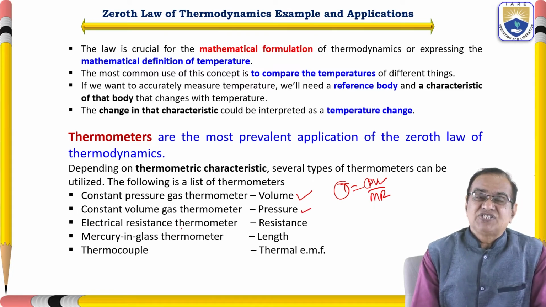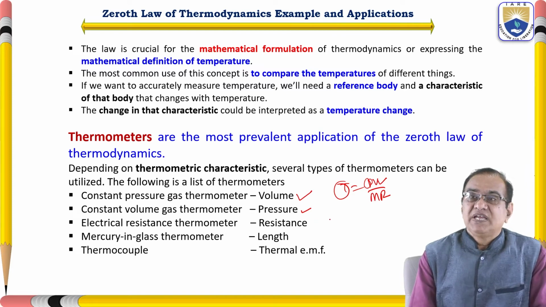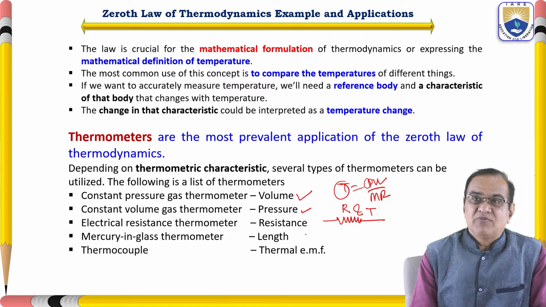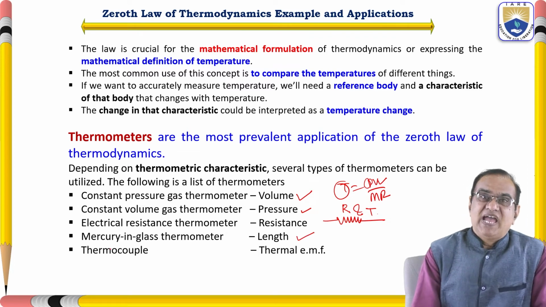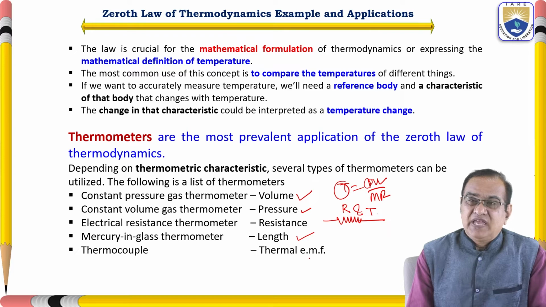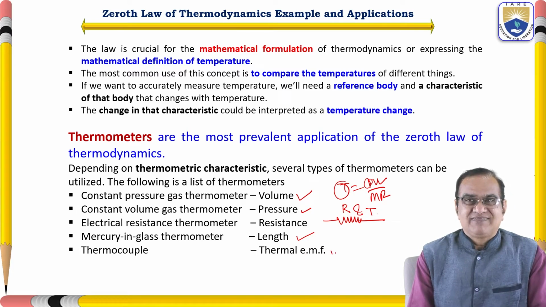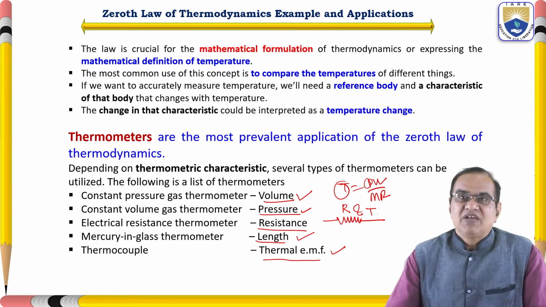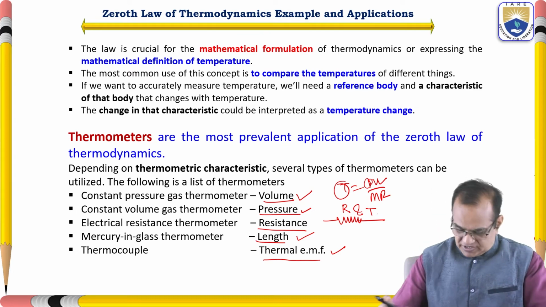Then the electrical resistance thermometer: as per the temperature, the resistance R will change, it is directly proportional to T. Mercury in glass thermometer, the length of the mercury will change, and in the thermocouple, the electromotive force will change. Here we will measure the length, the pressure, and the volume. Accordingly, in the same ratio, your temperature will be calibrated and displayed on the particular scale.